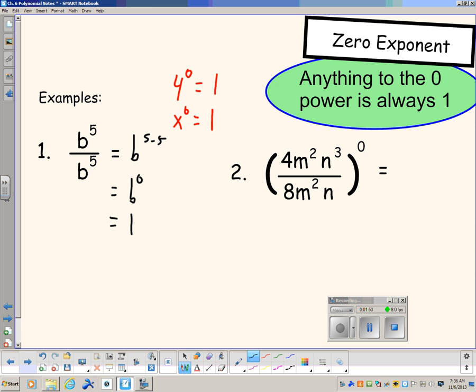Over here, this whole thing in here is to the 0 power. It doesn't matter what's to the 0 power. Anything to the 0 power is always 1. I don't even have to clean that up. I can just write my answer there as 1.